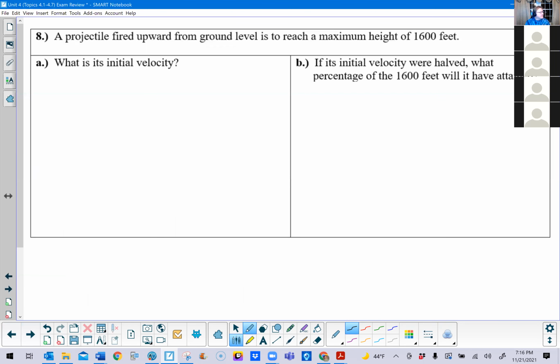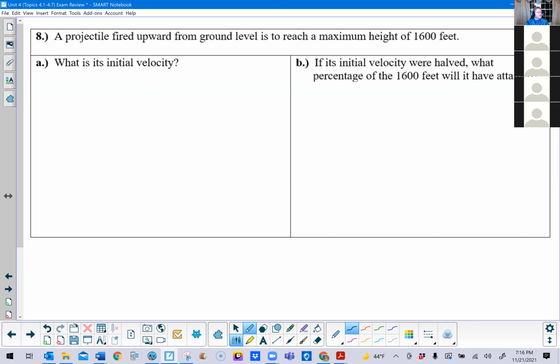The question reads, projectile fired upward from ground level is to reach a maximum height of 1,600 feet. What is the initial velocity? And if its initial velocity were cut in half, what percentage of the 1,600 feet will it have attained?